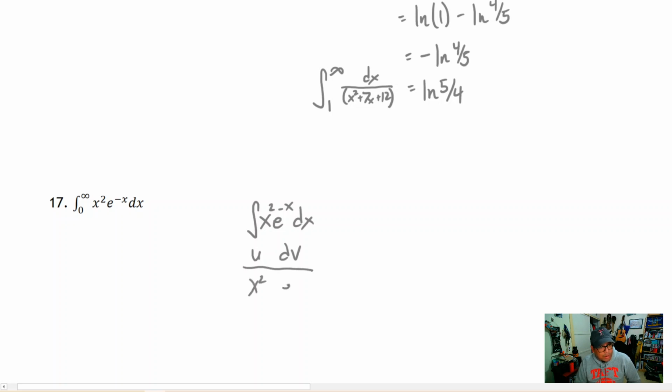We've got x squared e to the negative x. Take some derivatives and integrals. Take another derivative and integral. And do yet another derivative and integral. Then we're going to assemble.